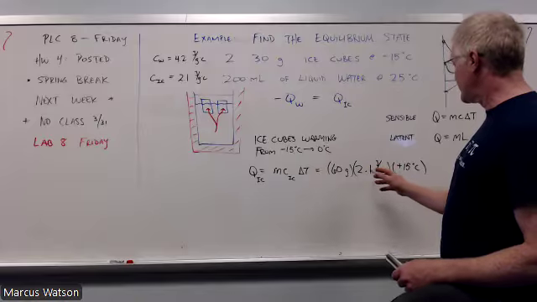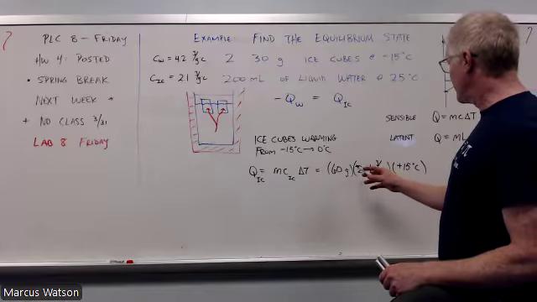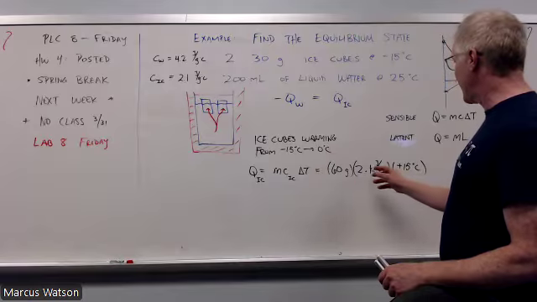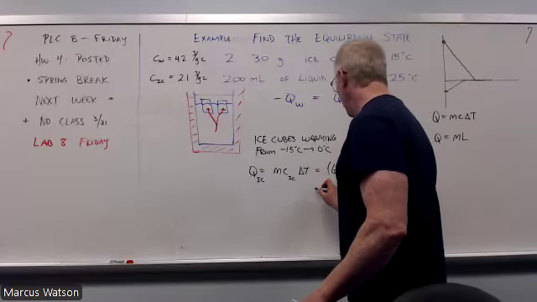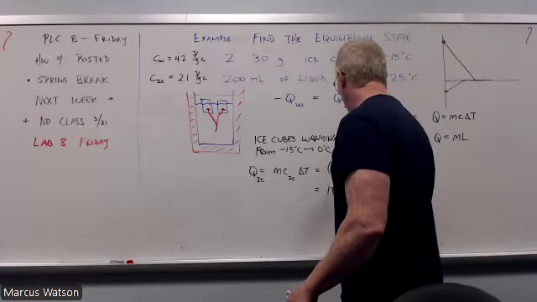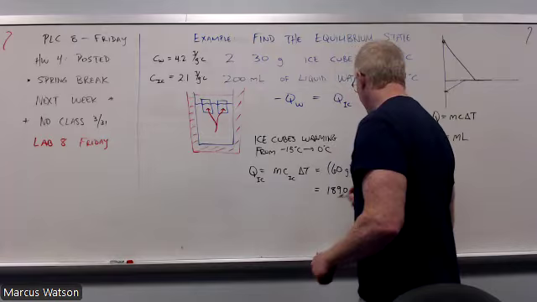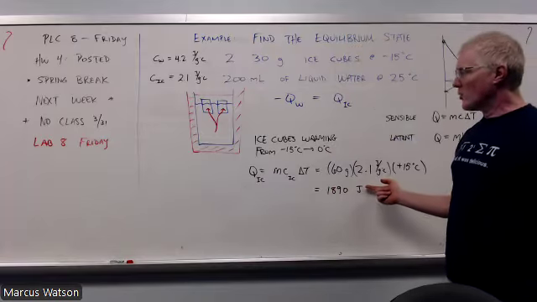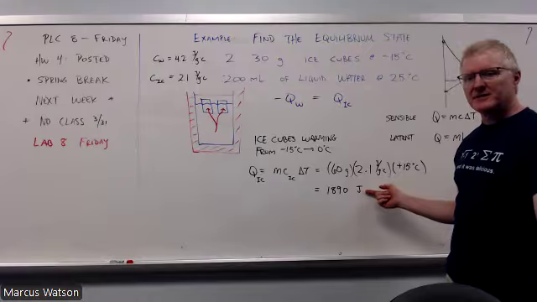So I'm going to get, what did I say? 1800 plus a 90 for those two. Okay, so this is going to be 1890. So approximately 1900 joules. That's going to warm the ice cubes from minus 15 to 0.